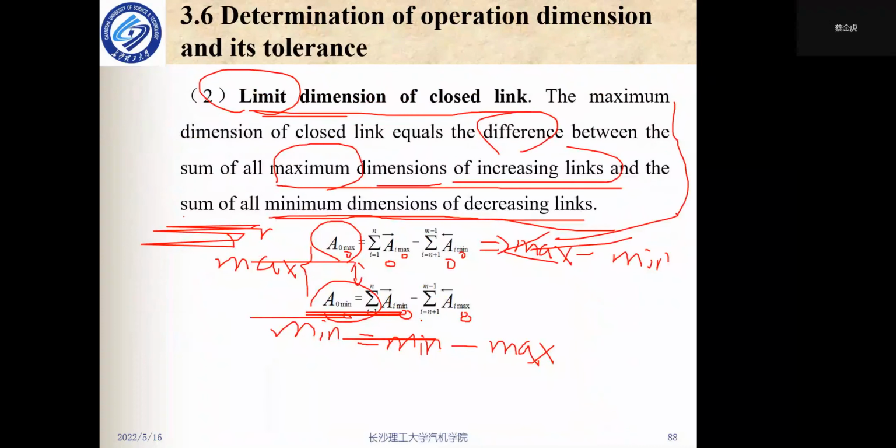And we have also the limit dimension of closed link, which means the maximum dimension of closed link equals the difference between the maximum dimension of increasing link and the sum of minimum dimensions of decreasing link. We use the maximum value, maximum limit, upper limit. We use the maximum value minus the minimum value. Then we get the maximum value. And as opposite, if we want to get the minimum value, we use minimum value minus the maximum value.